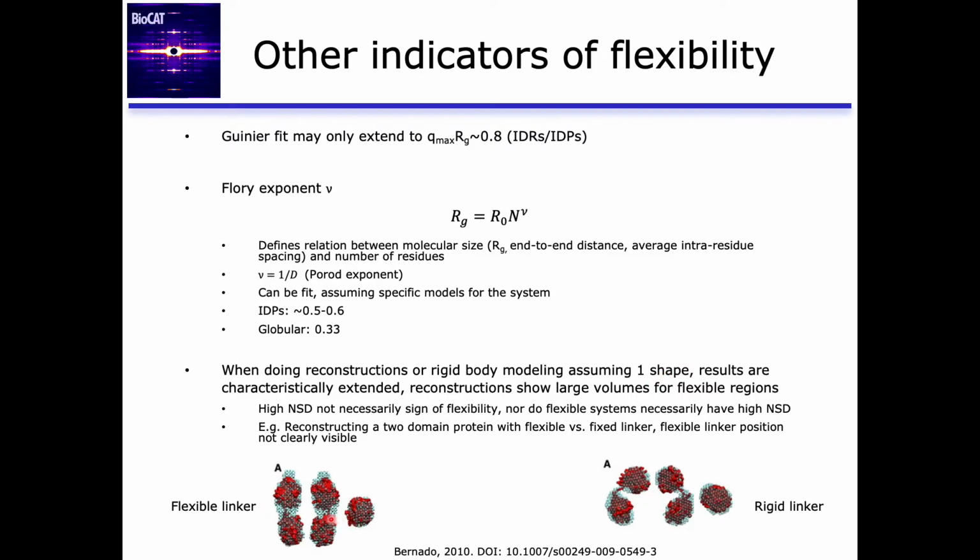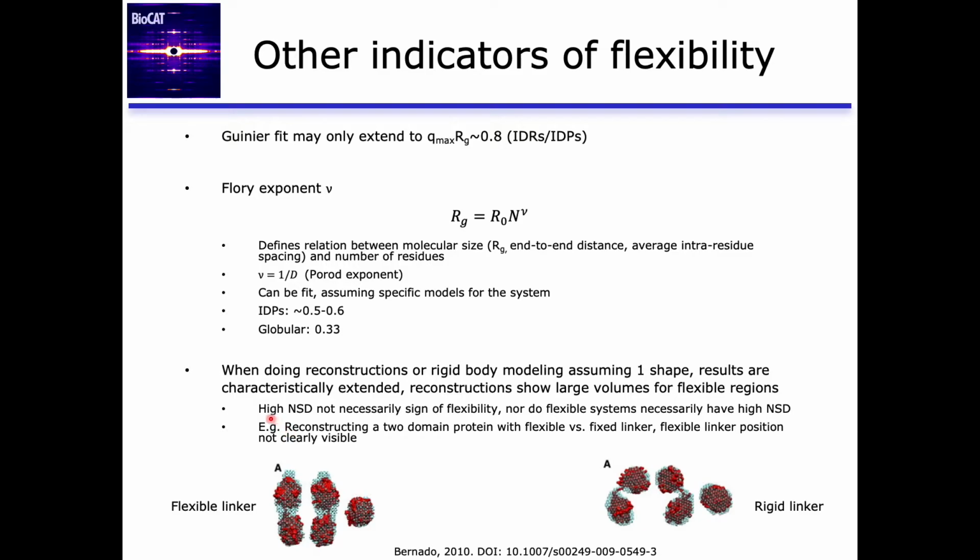So this is simulated data for this two-domain complex with either a flexible linker or a rigid linker. And you can calculate the bead model reconstruction shown in blue. You see that for the flexible linker, it's occupying kind of all the space in this flexible linker region. And there's not really a distinction between the two domains. Whereas in the rigid case, it very clearly follows the linker quite closely, and you can easily distinguish the two domains. So this is what you might see with a flexible reconstruction.